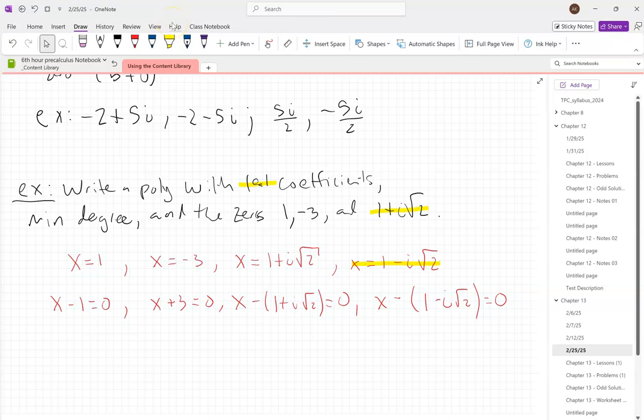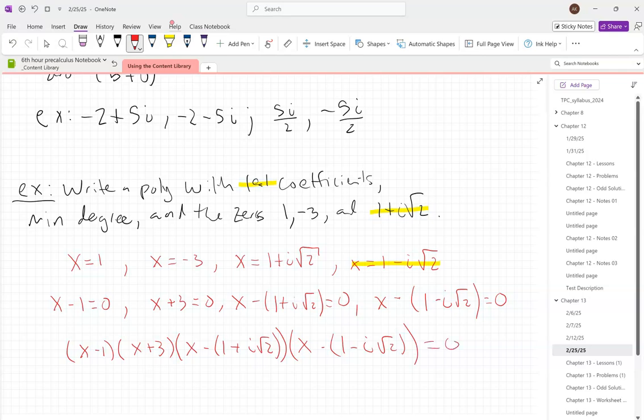Okay, now these are all polynomials that are equal to 0, right? If I multiply all these polynomials together, it's still going to equal 0 because they were all equal to 0.